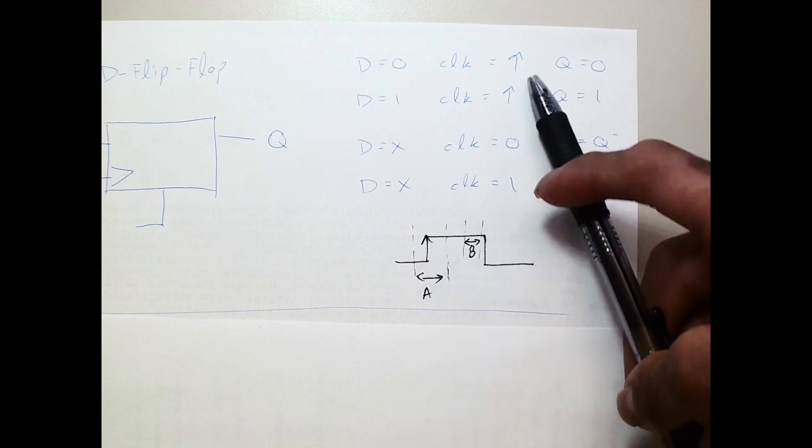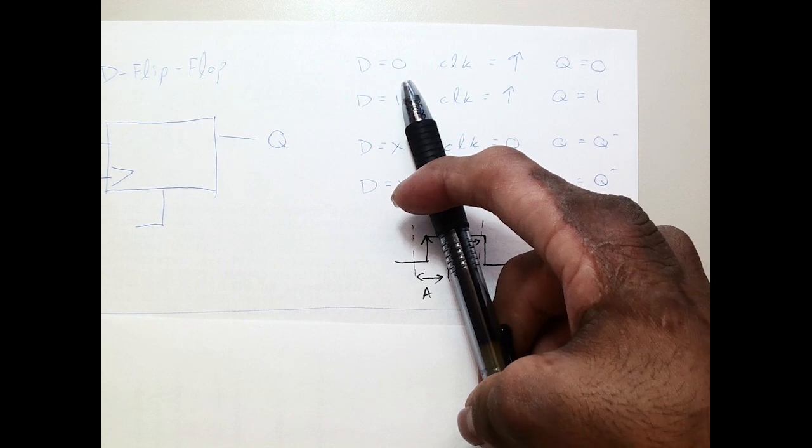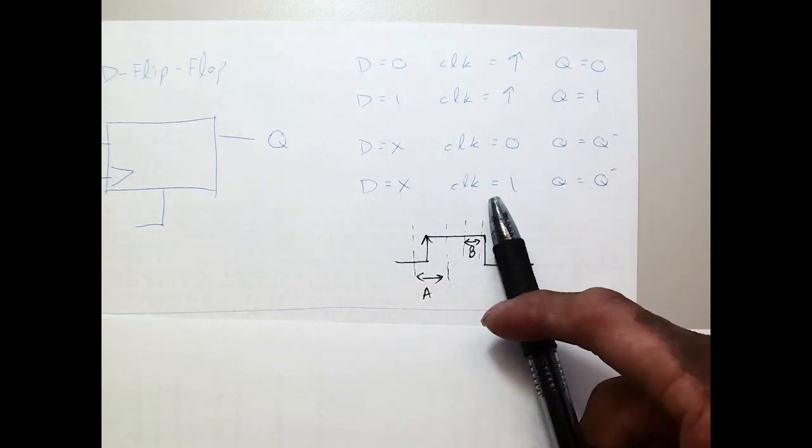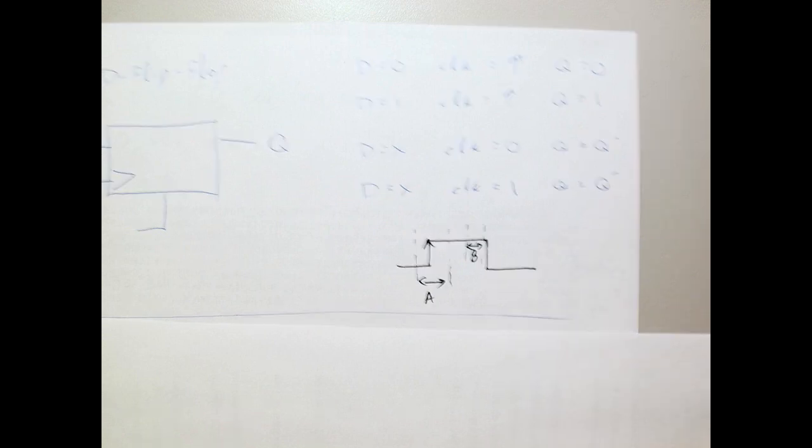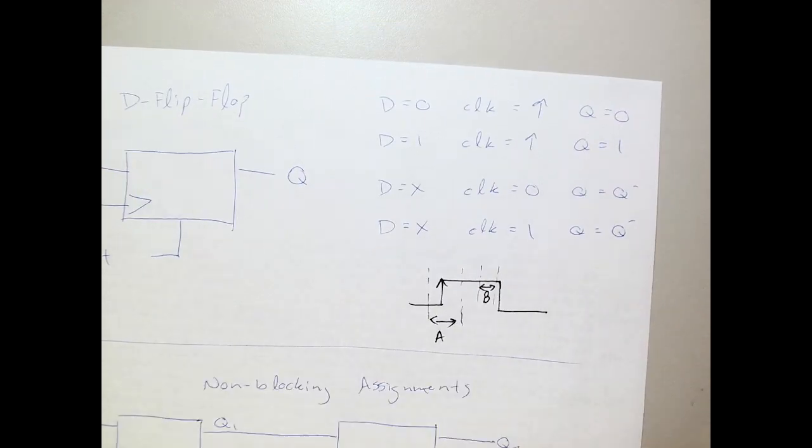So it's just safe to say that only on the rising edge, whatever my data is goes to Q. And when my clock is 1 or clock is 0, it just remembers the old value. That's an easy way of putting it.